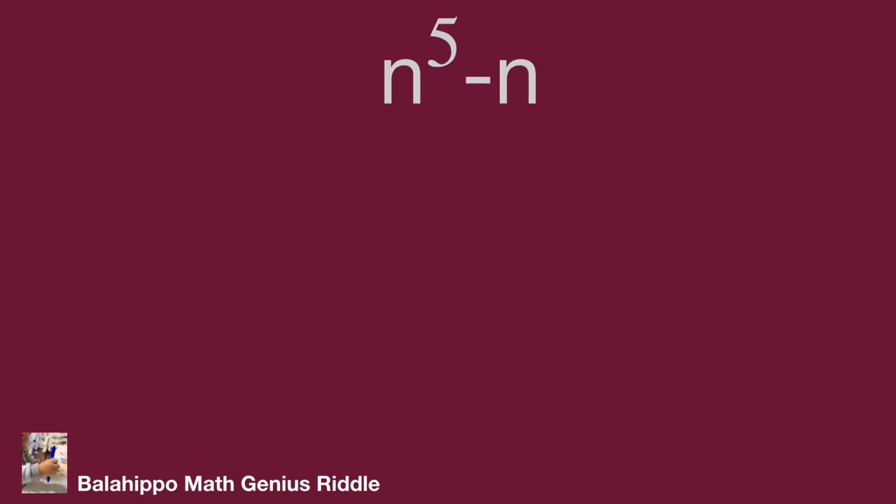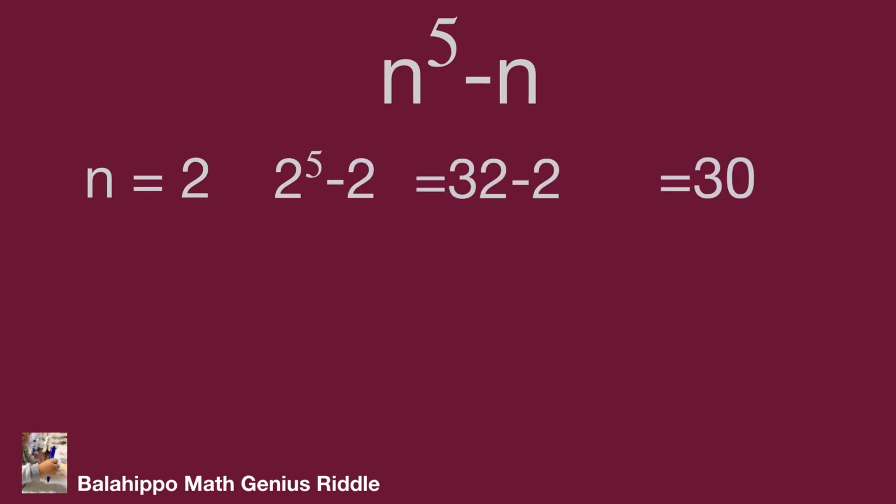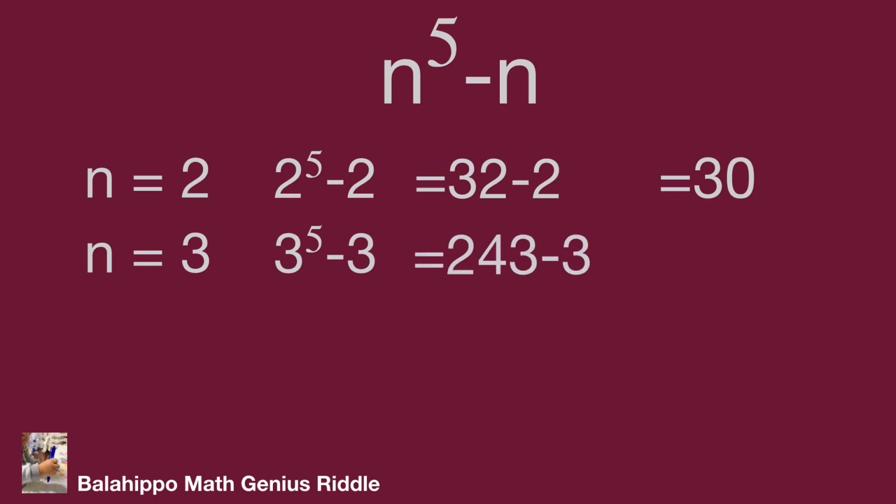n is a positive integer. n to the power 5 minus n is divisible by 10. Let's check from small numbers. n equal to 1, the result is 1 minus 1 equal to 0. When n equal to 2, then 2 to the power 5 minus 2 equal to 32 minus 2 equal to 30, divisible by 10. n equal to 3, 3 to the power 5 minus 3 equal to 243 minus 3 equal to 240, divisible by 10.